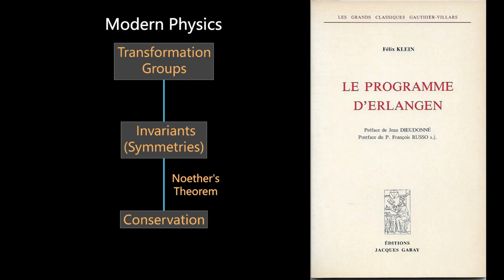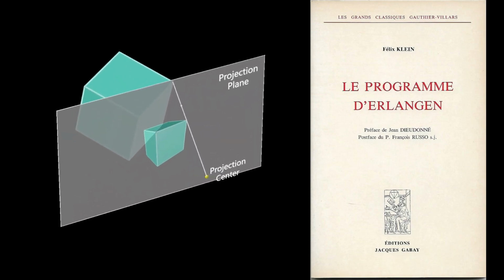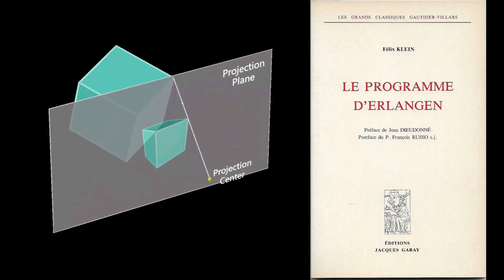The formulation and development of theories such as special relativity, general relativity, gauge field theory, the standard model of particle physics, and string theory have all been influenced and guided by this idea. It is no exaggeration to say that the Erlangen program laid the foundation for modern mathematics and physics. It all began with projection. It was the study of projective geometry and its transformations that inspired the creation of the Erlangen program.